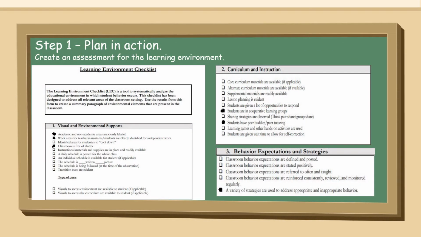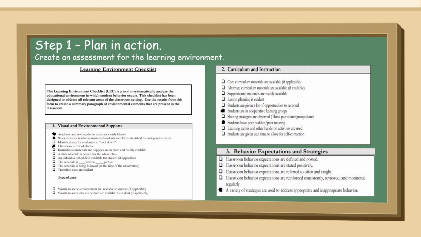So step 1, plan and action. Create an assessment for the learning environment. I did the learning environment assessment on the visual and environmental supports, curriculum and instruction, and lastly, behavior, expectations, and strategies. Where you see the dark marks are where the areas of improvement will be made and should be made in the home.